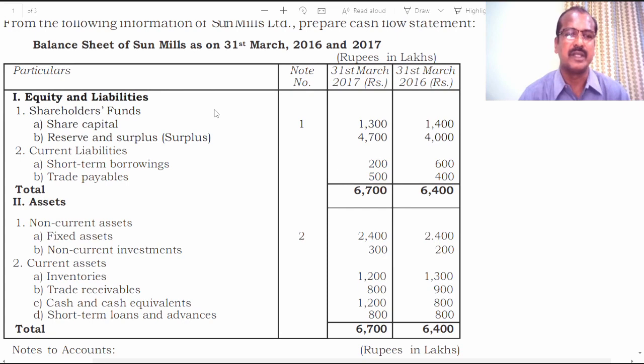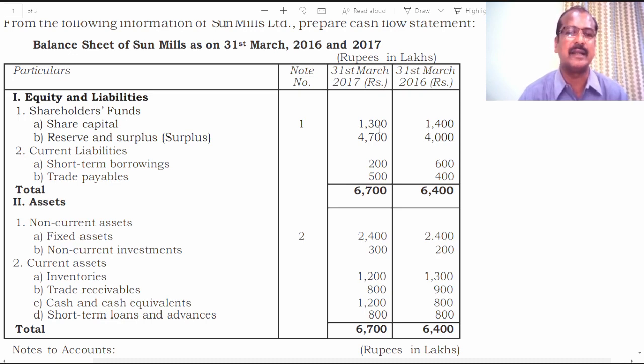Let's look at the items in the equity and liability side. Equity and liabilities. Number 1, shareholders funds, under which you find share capital. The detail of the same is given according to note number 1. The opening value of share capital is 1,400 lakhs and the closing value is 1,300 lakhs.